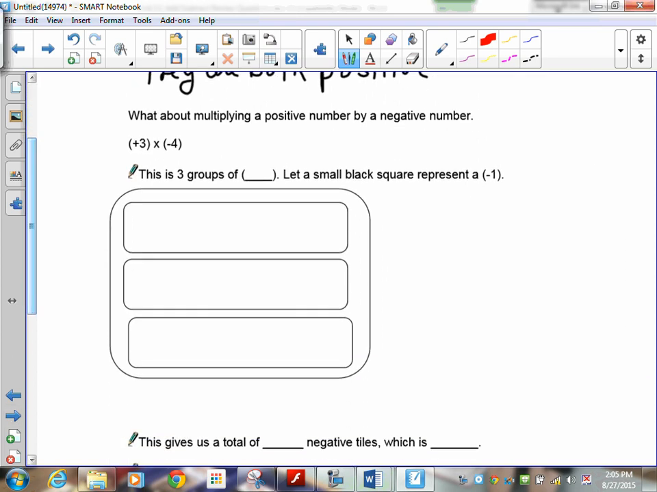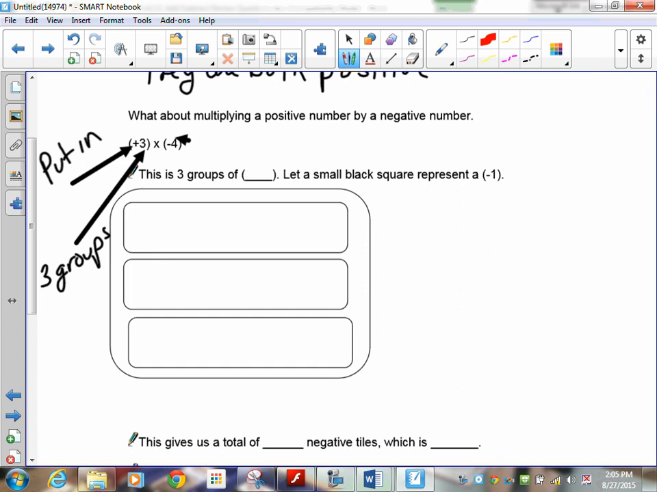This means plus 3 positive, which means put in, right? These are our three things you have to know about. This means put in. This means groups, 3 groups of negative 4. This is what your group is. Negative 4. So I need 3 groups of negative 4. Well, let's put that in there. 3 groups of negative 4.